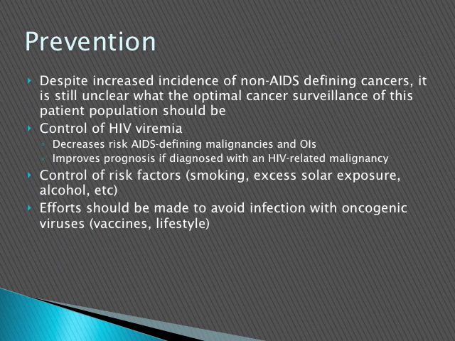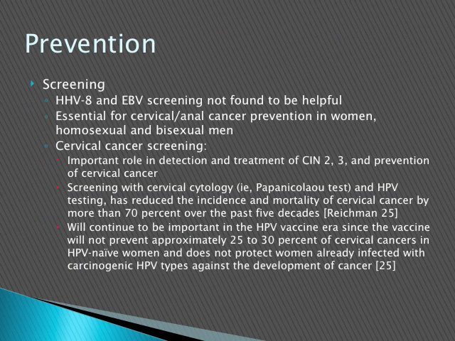Moving on to prevention. Despite the increased incidence of non-AIDS defining cancers, it is still unclear as to what the optimal surveillance should be here, but we do know that controlling HIV viremia is very effective. It decreases the risk of AIDS-defining malignancies, opportunistic infections, and improves the prognosis in those patients that are diagnosed with HIV-related malignancy. Control of risk factors is very important, and efforts should be made to avoid infection with oncogenic viruses.